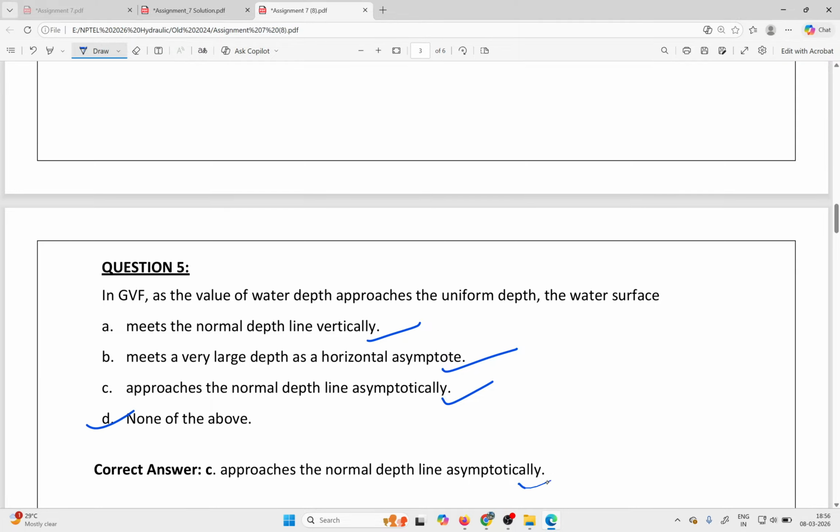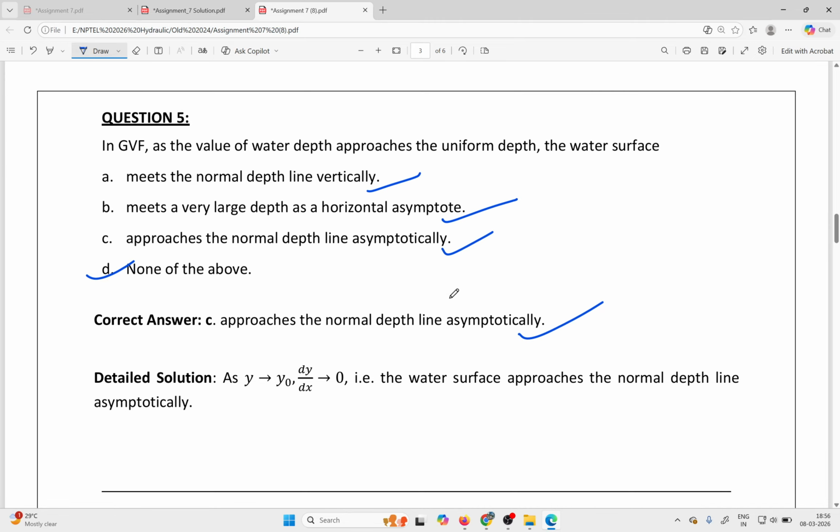So it is asymptotically. How? Here the explanation is given. So dy by dx tends to 0. dy by dx is nothing but the change in depth with respect to x. As you are moving in the x direction, how your depth is changing. If it tends to 0, it means as you move in the x direction, your y is not changing.